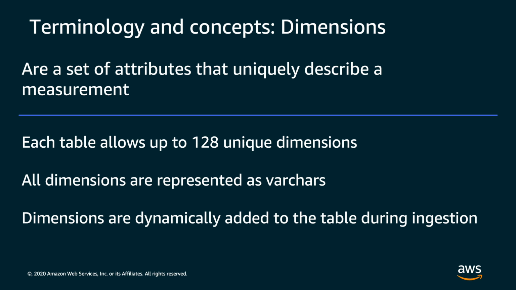So the next piece of terminology or concept to introduce you to are dimensions. Every record in Timestream has at least a single dimension. A table supports up to 128 of these unique dimensions. And every dimension in Timestream is represented as a varchar. And like I mentioned earlier, they're added dynamically at ingestion time.